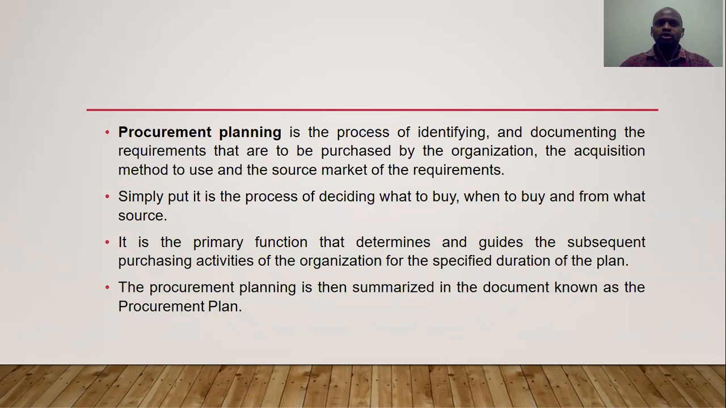Then the other thing that we must know is procurement planning. This is the process of identifying and documenting all the requirements that are needed in the organization. For example, if you need particular materials in the organization. So simply put, procurement planning is the process of deciding what to buy, when to buy, and from what source to buy. Once you answer all those questions, it will become easier for you to know what exactly is needed for the organization. It also helps to specify the duration that the plan is going to take. And all this is summarized in a document called the procurement plan.